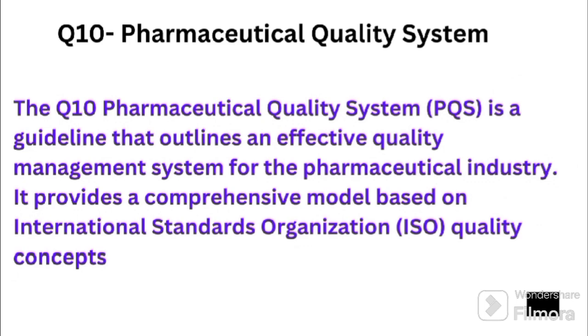Then finally Q10, that is pharmaceutical quality system. It is a guideline that outlines an effective quality management system for the pharmaceutical industry. It provides a comprehensive model which is based on the International Organization for Standardization, that is ISO, with regard to the quality concepts.